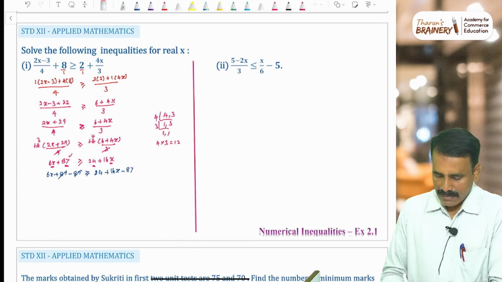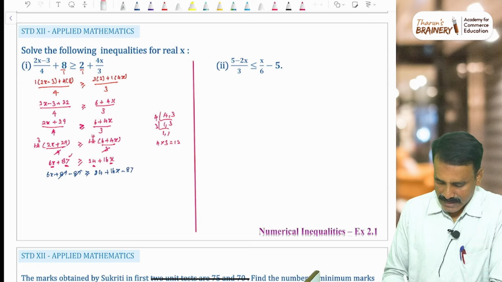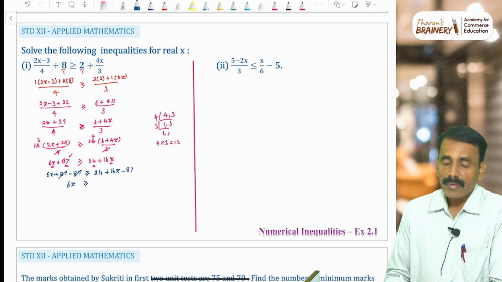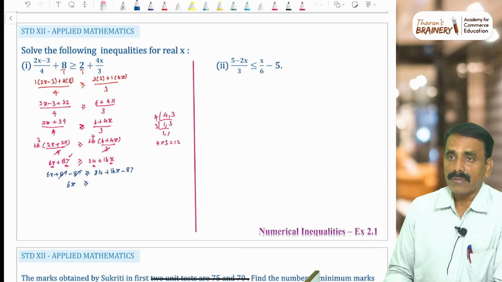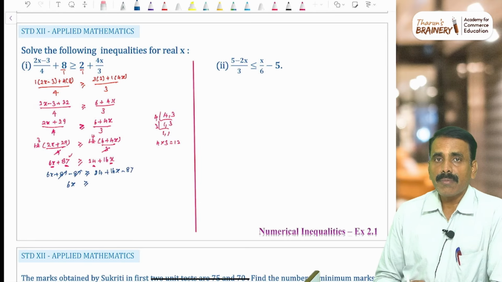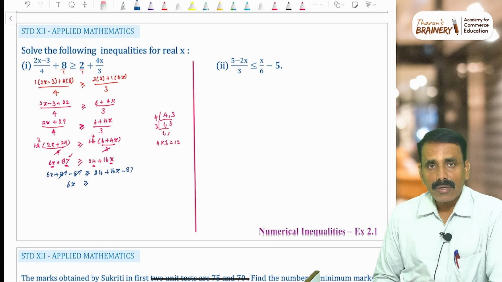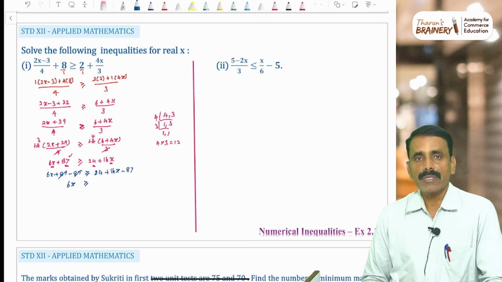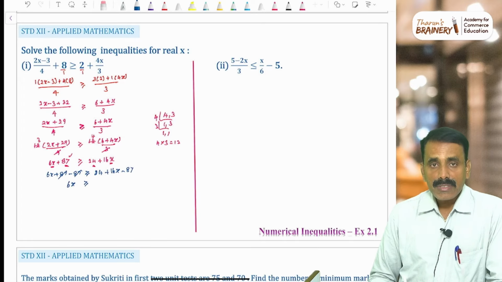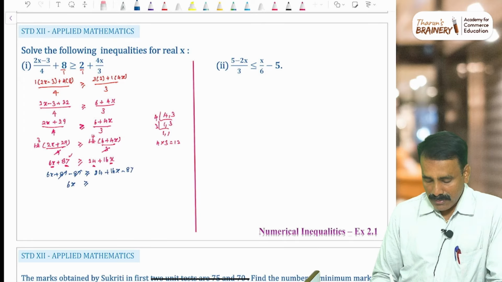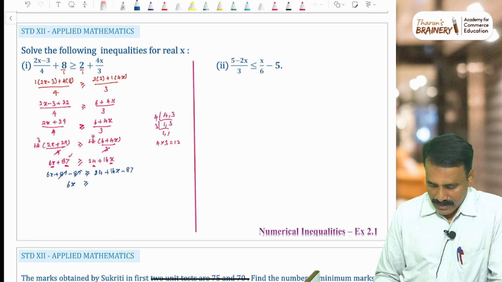After cancelling 87 and minus 87, we get 6x greater than or equal to the right hand side, which is 24 minus 87. 24 is a positive term, 87 is a negative term, both are not going to have the same sign. So we have to do subtraction. 24 is the smaller term, 87 is the bigger term. So subtract 24 from 87. So it is going to be minus 63 plus 16x.